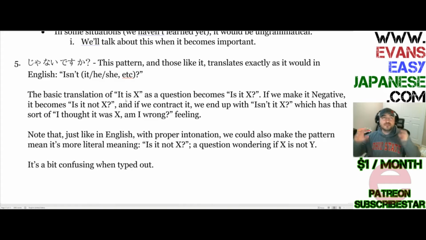We're on lesson 5. We're talking about the negative of desu and not adjectives, which will be a little bit confusing because I'm not actually talking about why they're called not adjectives.